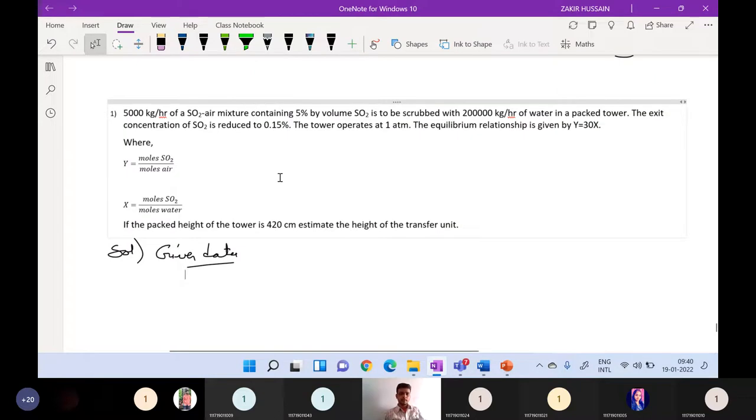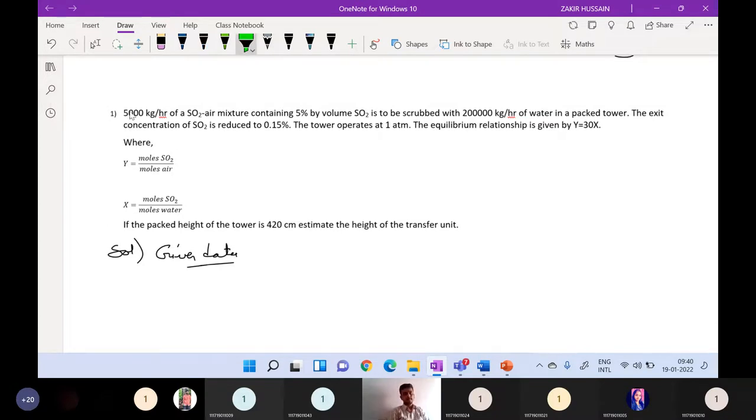Okay, yeah, we'll try to solve this problem. First, we'll highlight this one. 5000 kg per hour of an SO2 and air mixture is there. Air mixture means it's a gas phase containing 5% by volume SO2, which is to be scrubbed, or absorbed, both are the same.